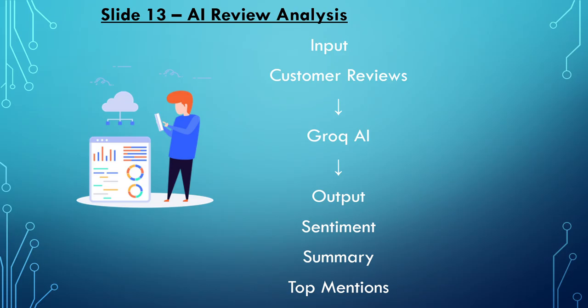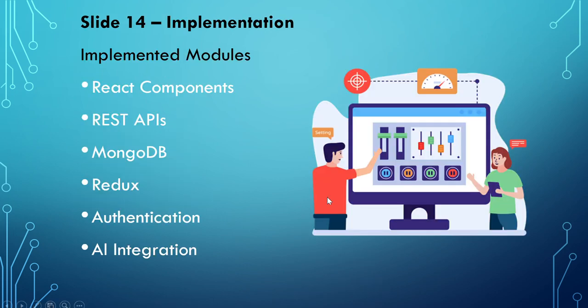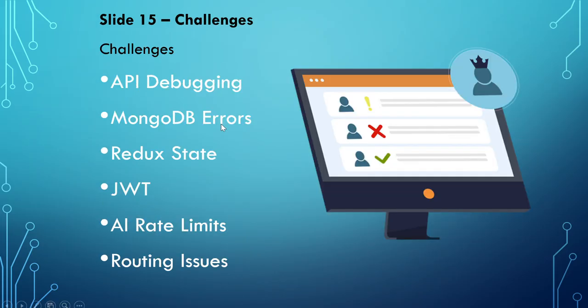Now moving toward the next slide, that is the implementation. In this project, I implemented multiple modules including front end development using React, back end development using Express, database operation using MongoDB, state management using the Redux toolkit, JWT authentication, and AI integration using the Grok API. Now, these are the tools that we used for the implementation part.